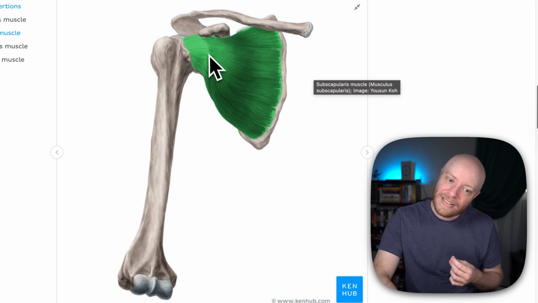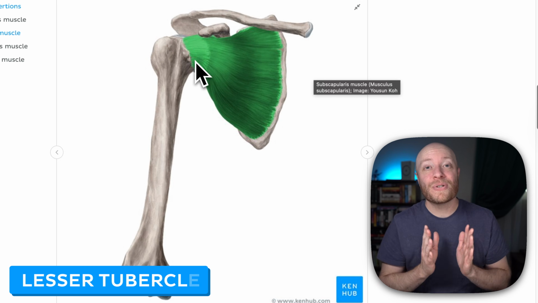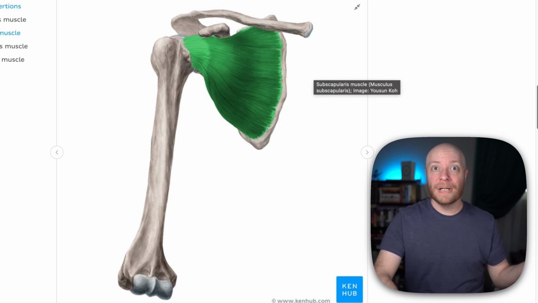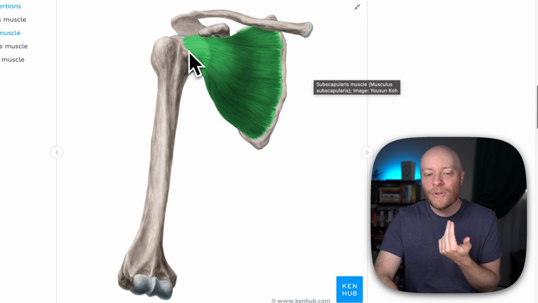And then when it crosses anteriorly, it's going to insert on what's known as the lesser tubercle of the humerus. Tubercle just means bump. And so you have a greater tubercle, which we're going to see for the next 3 muscles, spoiler alert. This is the oddball of the rotator cuff muscle group because it's the only one that inserts at the lesser tubercle.